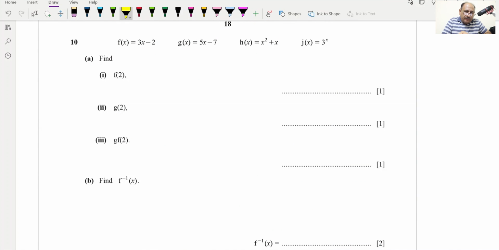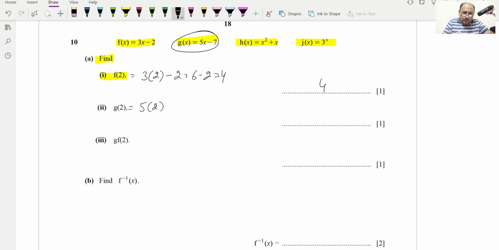Question number 10. Functions f of x, g of x, h of x are provided. Find f of 2. F of 2 we can write equal to basically 3, and x will be replaced by 2, minus 2. This will be 6 minus 2, which is equal to 4. So answer will be 4 over here. G of 2 we can replace in this one. So 5 into 2 minus 7. So 10 minus 7 is equal to 3. So answer will be 3.